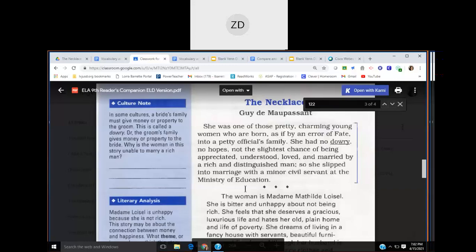Okay, I'm going to stop you there. So, as if by an error of fate, meaning it was an error that she had to marry a petty official. Petty means not very important. Dowry is what a family pays to a man to marry their daughter. So she had no money that would go from her family to a future husband, which was, I guess, a common practice at that time.